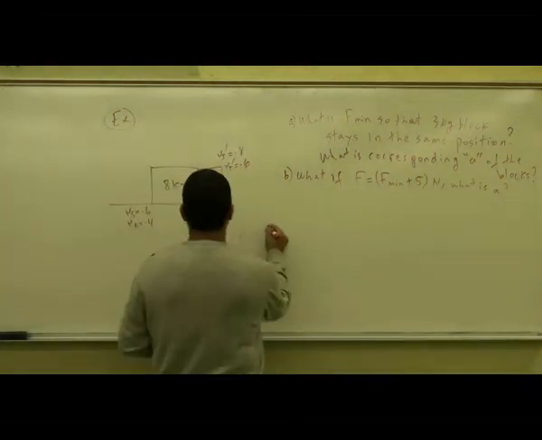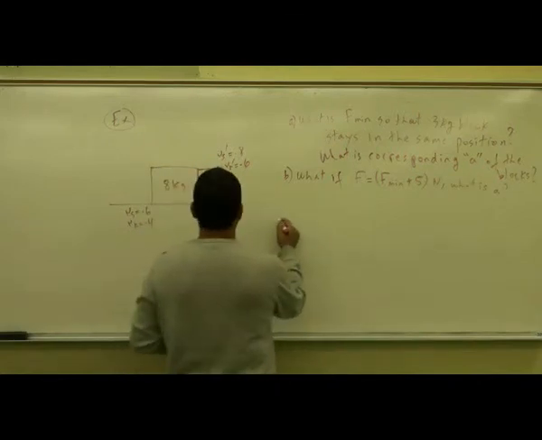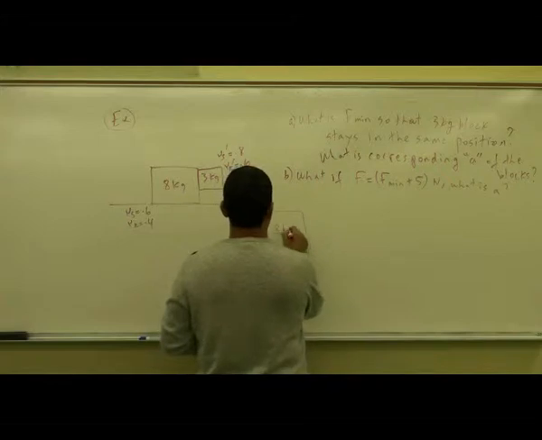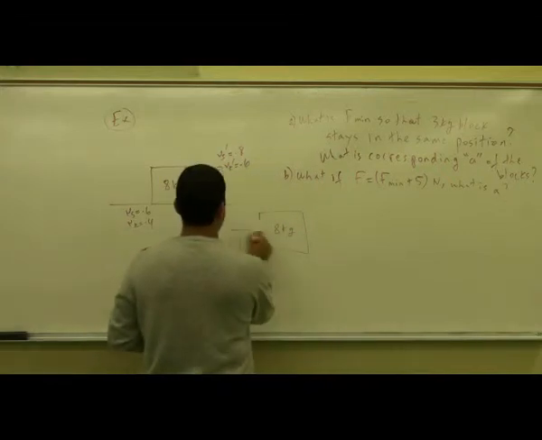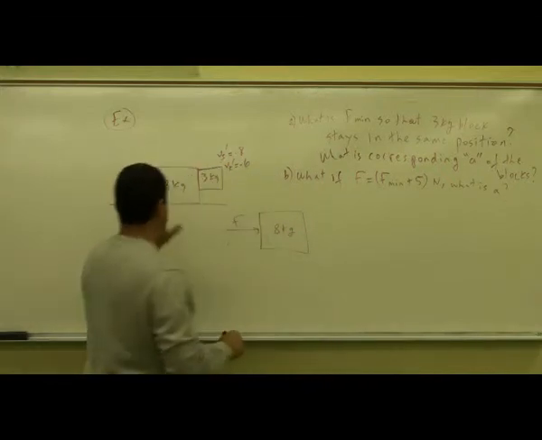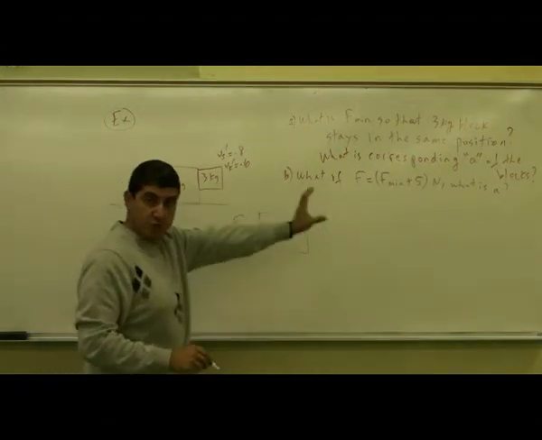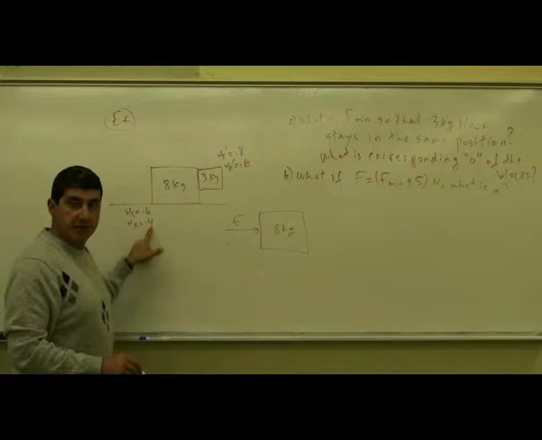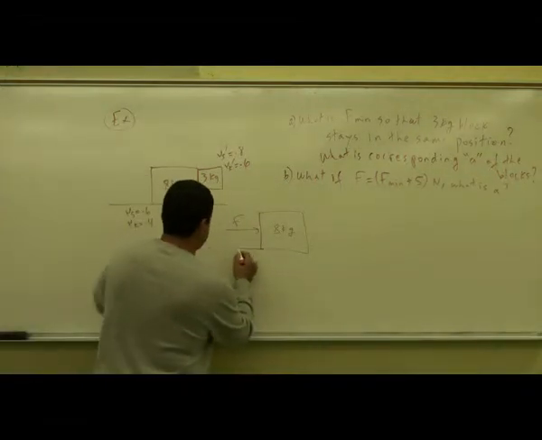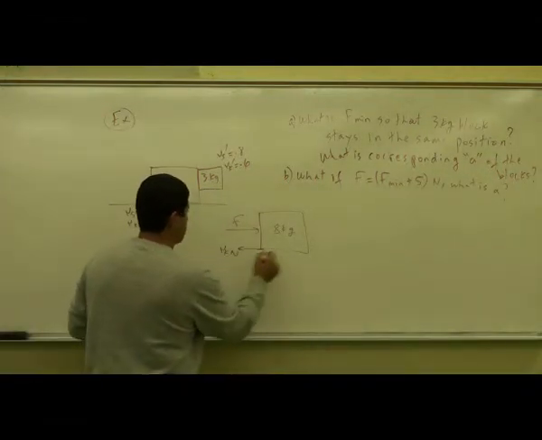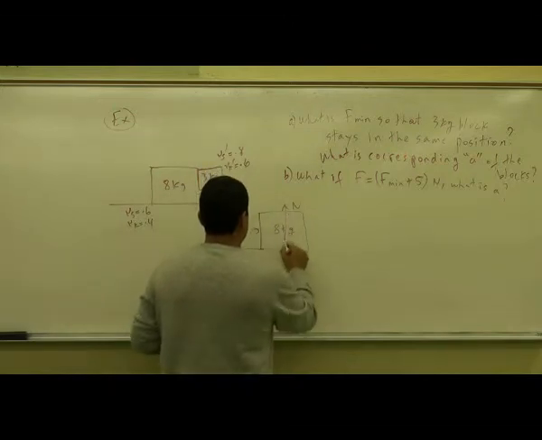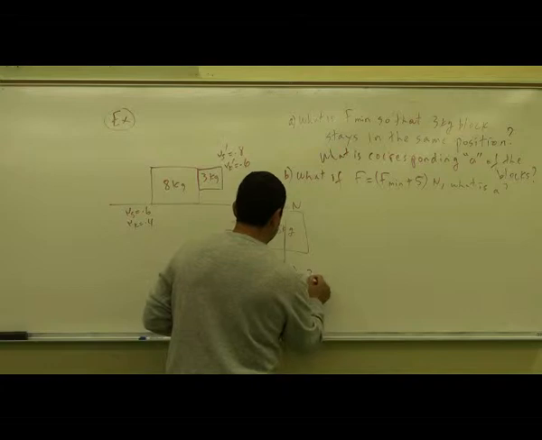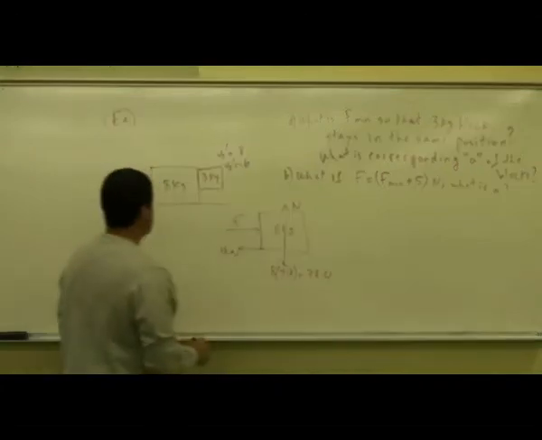We would write down the forces on each block. We have the forces on the 8 kilogram block. We have F here. Now, since the 8 kilogram block has to move in order for this to occur, we're going to use the kinetic friction force, mu k N. Then you have the normal force. Then you have the weight, 8 times 9.8, which is 78.4.